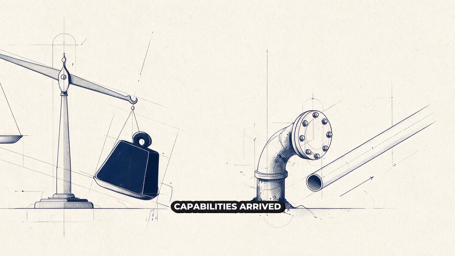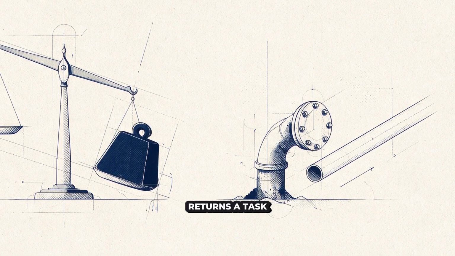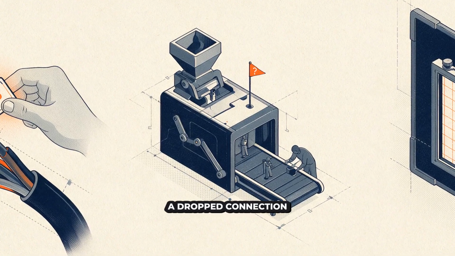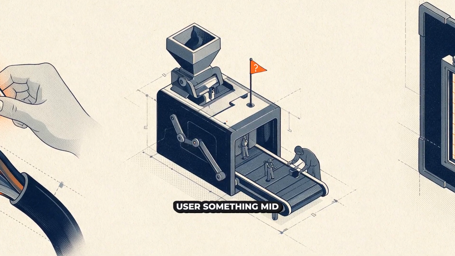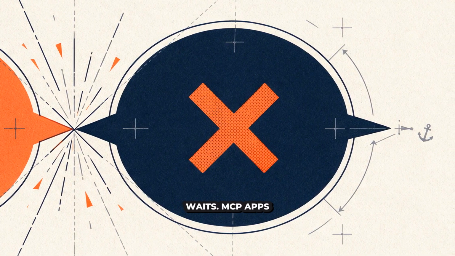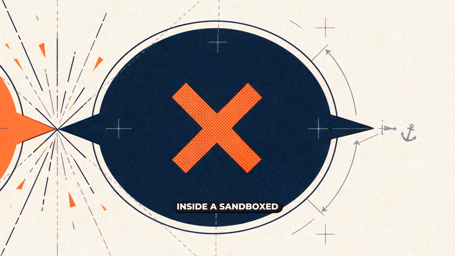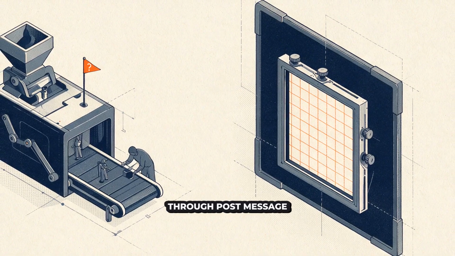New capabilities arrived alongside. Tasks standardize async work. A server returns a task ID, the client polls, and the handle survives a dropped connection. Multi-round-trip requests let a tool ask the user something mid-execution, without holding a persistent stream open the entire time it waits. MCP apps let a server define interactive HTML that renders inside a sandboxed iframe in the chat, talking back over JSON RPC through post message.